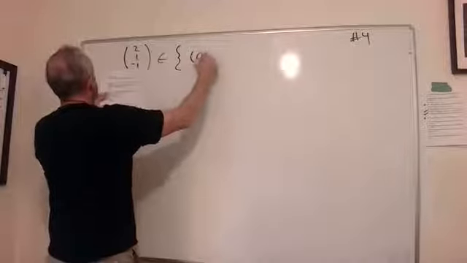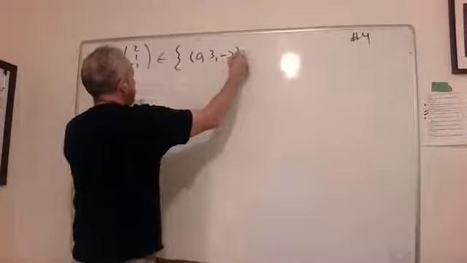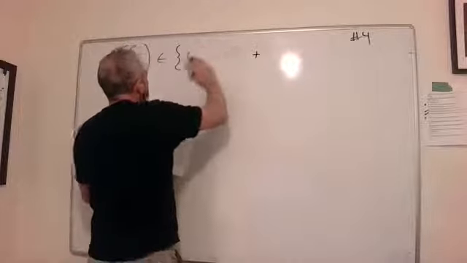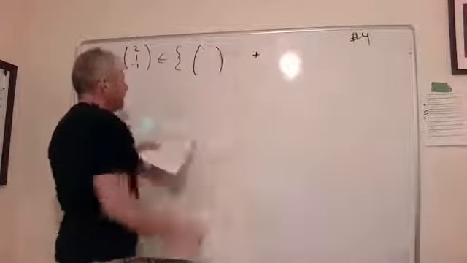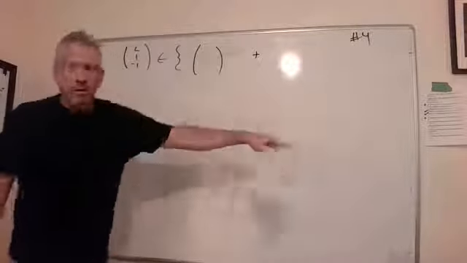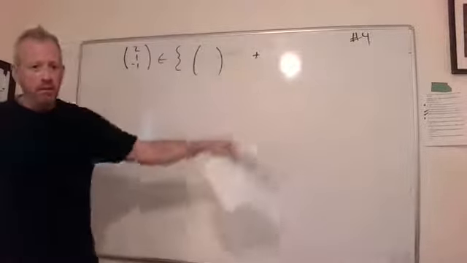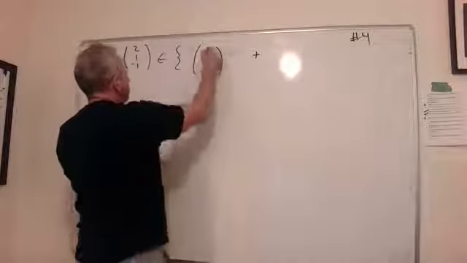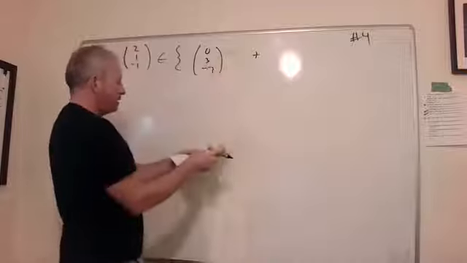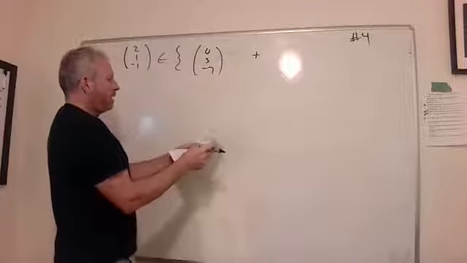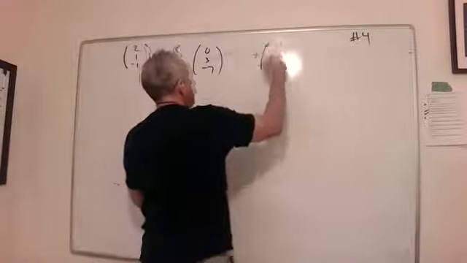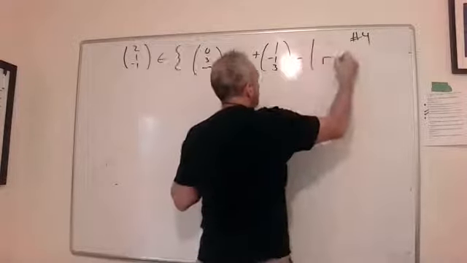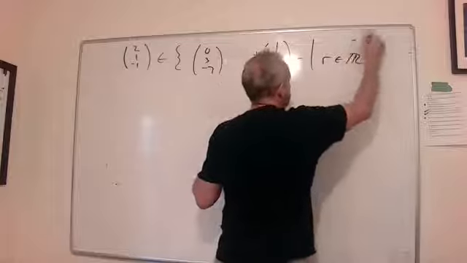Let's see, 0, 3, negative 7, plus, and you can write it like that or you can write it like this. It was easy for me to type it horizontally. For some reason, it's easier for me to think about it vertically. So 0, 3, negative 7 means the same thing, so it doesn't matter how you write it. 1, negative 1, 3 times r, such that r is a real number.